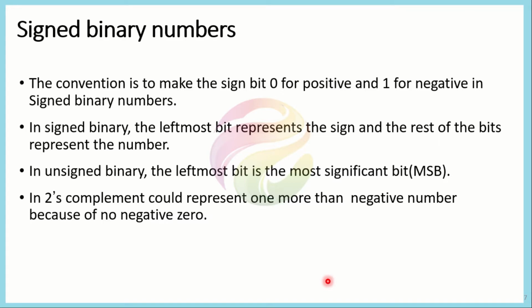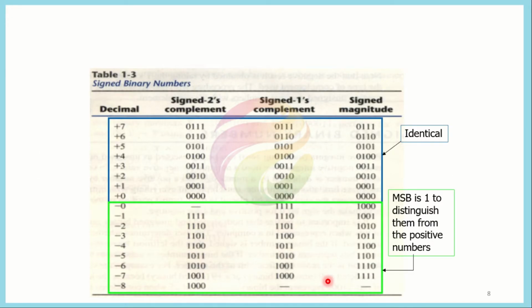We will try to understand it through a very important table. This is table 1.3 from the book. It defines given decimal numbers in their equivalent signed 2's complement representation, signed 1's complement representation, and signed magnitude representation. Generally, for first understanding, we will just be using the signed magnitude representation.